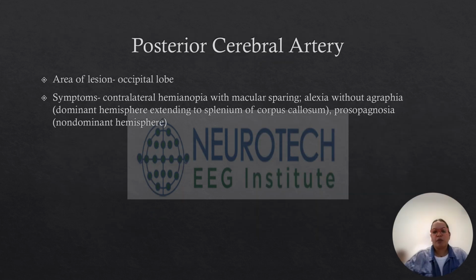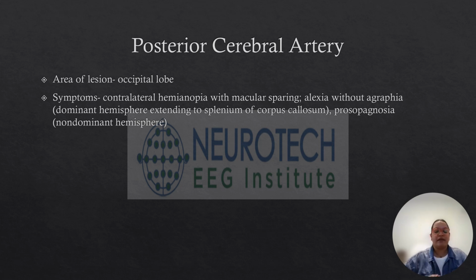So now let's talk about the posterior cerebral artery. The posterior cerebral artery has nothing to do with the homunculus because it's not involved in the motor or sensory cortices. So basically, the posterior cerebral artery is going to supply blood to the occipital lobe. And we know occipital lobe, you should already relate it to vision.